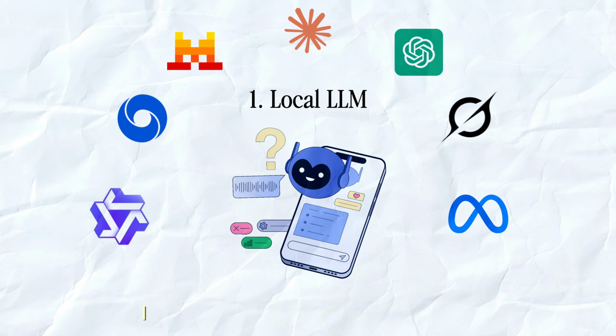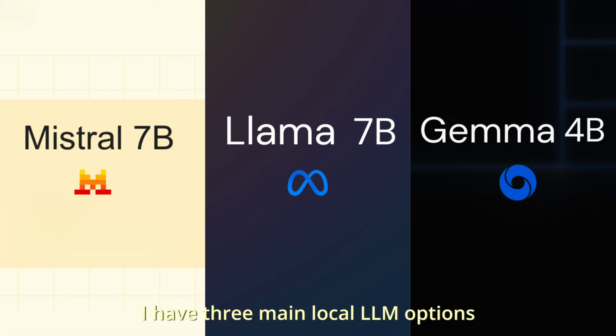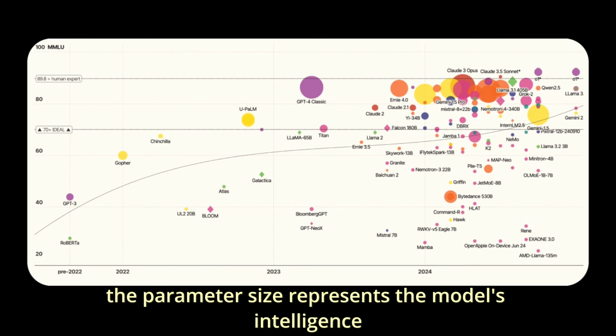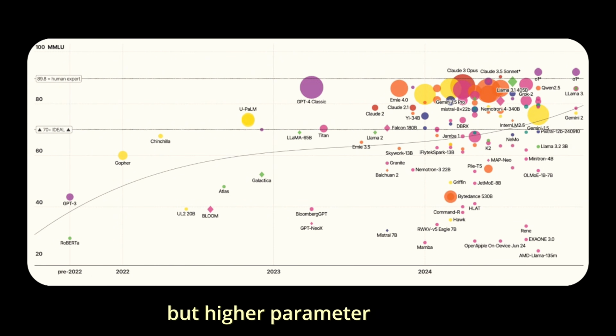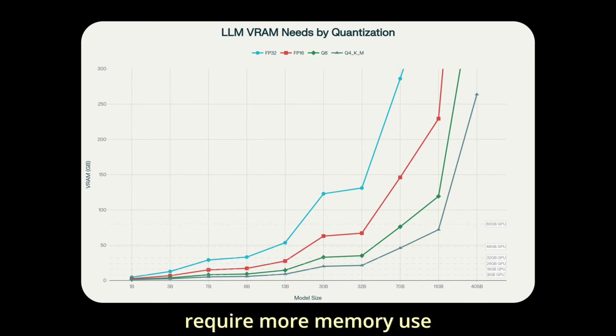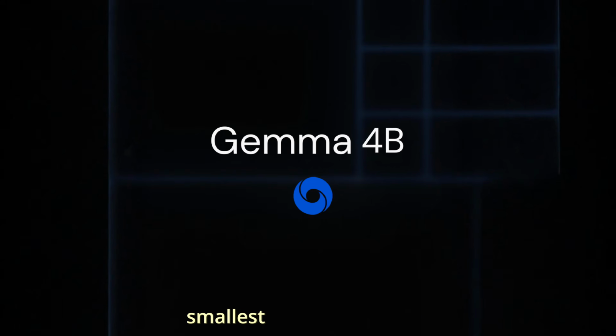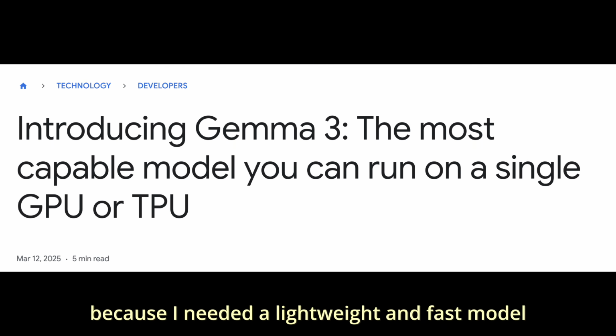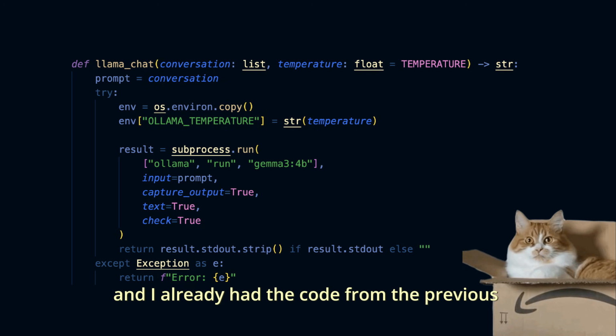Among all the models, I have 3 main local LLM options. In LLMs, the parameter size represents the model's intelligence capacity, but higher parameter models require more memory use. So, even though Gemma had the smallest parameter count, I chose it because I needed a lightweight and fast model, and I already had the code from the previous project.